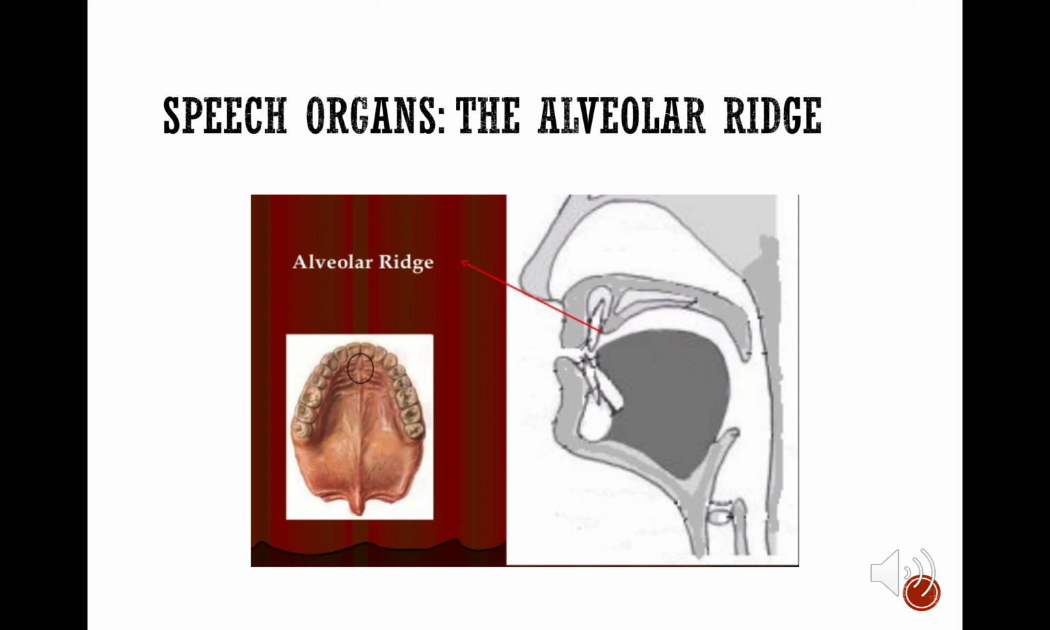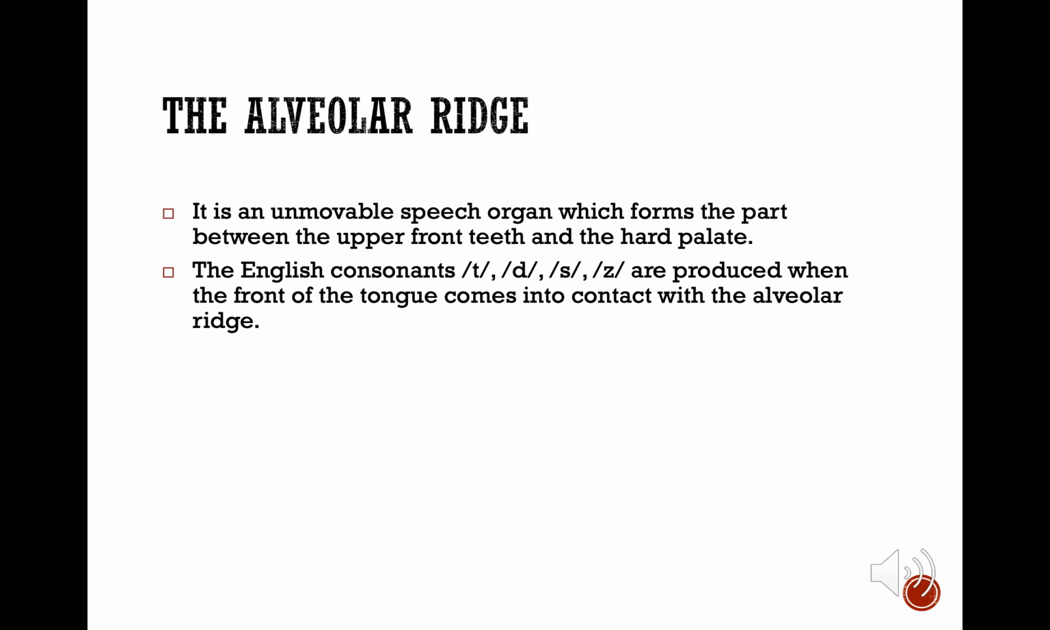The other organ is the alveolar ridge. So here is the position of the alveolar ridge, which occurs immediately after the upper front teeth. The alveolar ridge is an unmovable speech organ which forms the part between the upper front teeth and the hard palate. The English consonants t, d, s, and z are produced when the front of the tongue comes into contact with the alveolar ridge.